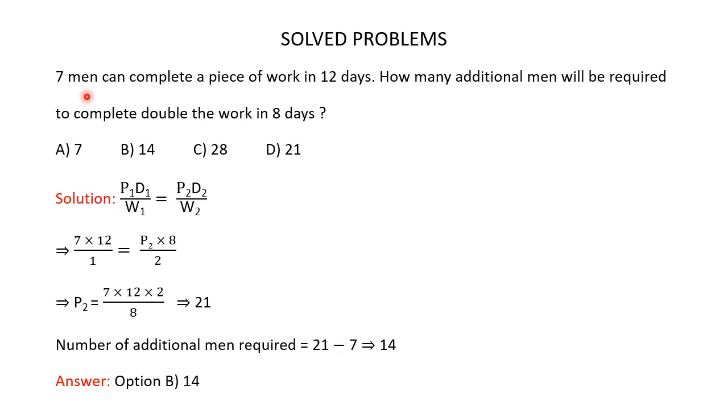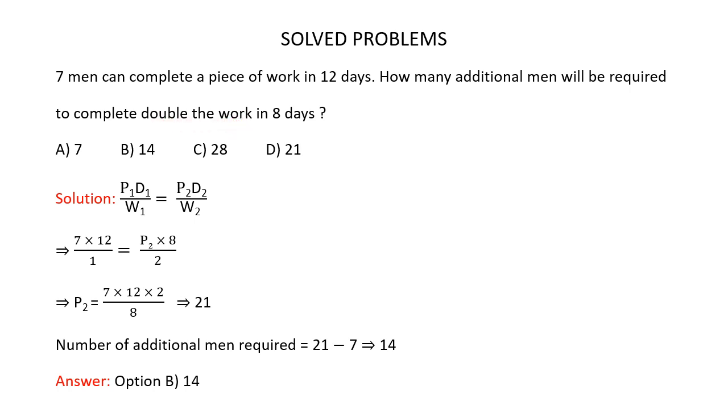7 men can complete a piece of work in 12 days. How many additional men will be required to complete double the work in 8 days? You are given 4 options here and you have to find out which of these options is the correct one. Now, as you can see here, the amount of work done in both the cases is different. In the first case, it is a piece of work, and in the second case, it is double the work.